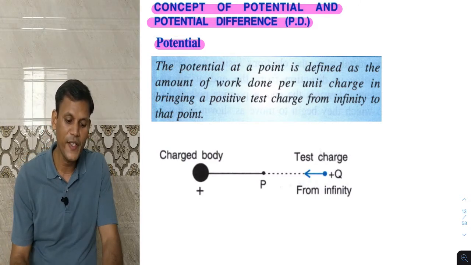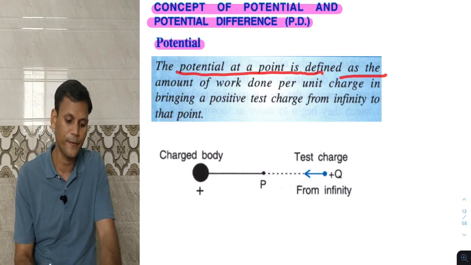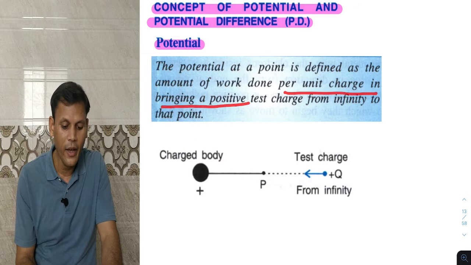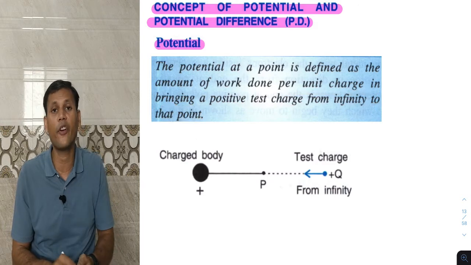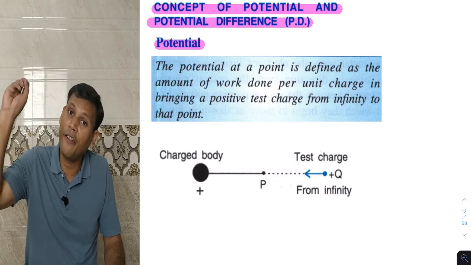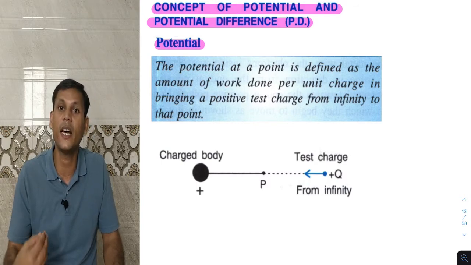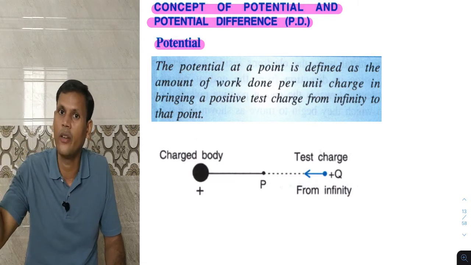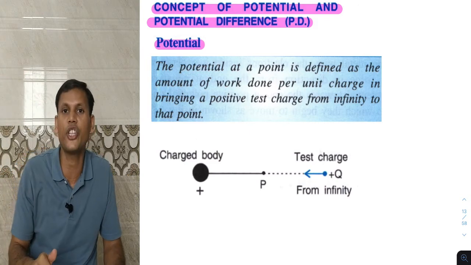So, the concept of potential and potential difference. The potential at any point is defined as the amount of work done per unit charge in bringing a positive test charge from infinity to that point. We are bringing the positive charge from infinity to a fixed point. Whatever work is required during that is the electric potential. If we are bringing a charge, it is electric potential. If we are bringing a mass, it will be gravitational potential.